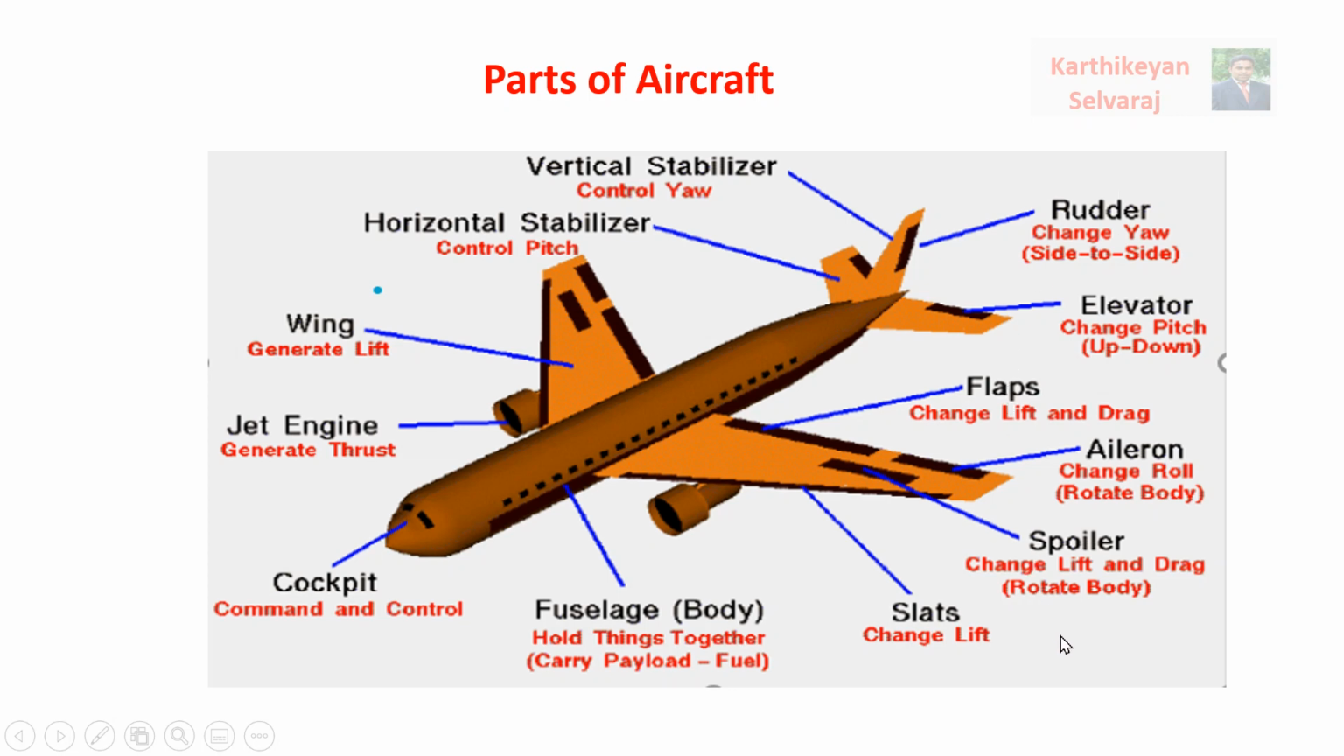Flaps, spoilers, slats, and trimming tab. The trimming tab is not available in this picture. I will show you in the further slides. Okay, so flaps, spoilers, slats, and trimming tab, those four parts are called the secondary control surfaces. Those parts will be helpful to enhance the value of lift and drag depending upon the condition. That is why those surfaces are called secondary control surfaces.